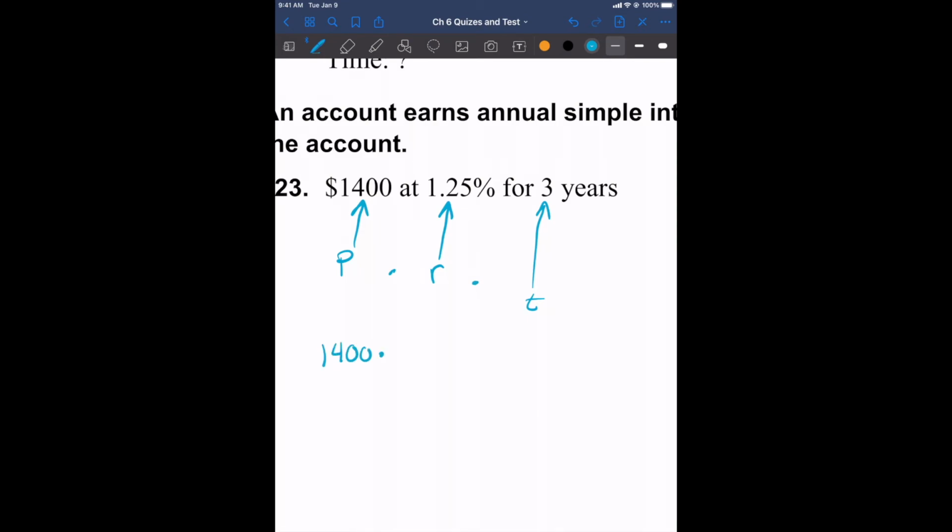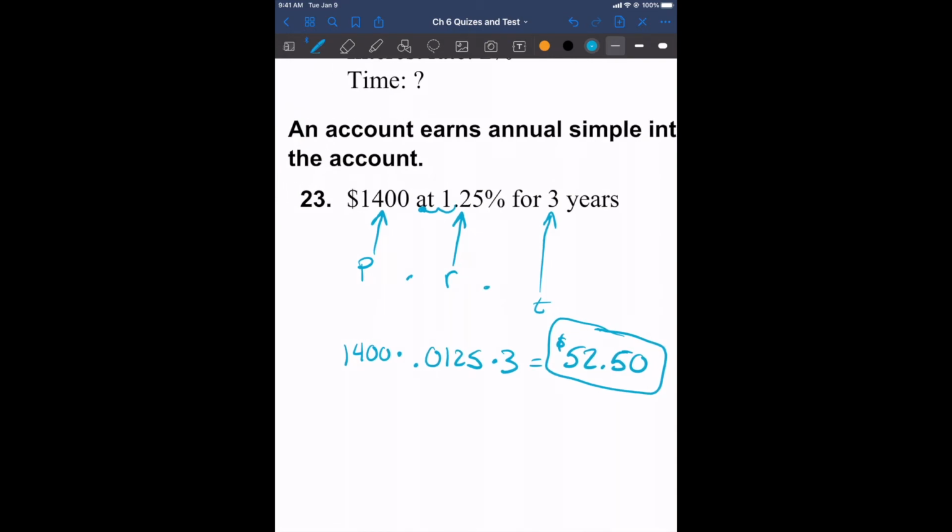1,400 times 0.0125 times 3. Okay, when you do that, you get 52.5. Now, that's $52.50. That's how much interest you're earning, but I want to know the balance. The balance is how much total. Take your principal and add it to your interest.